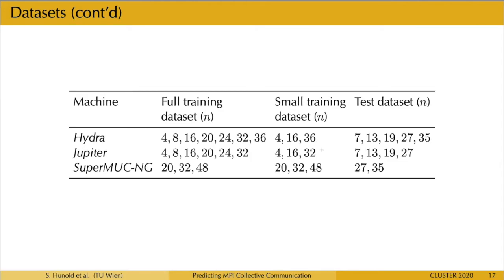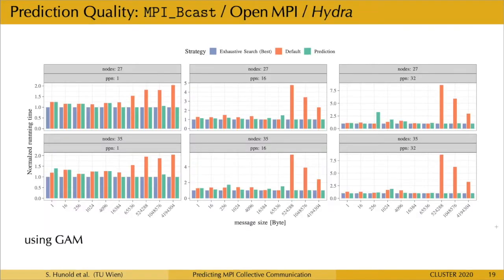We get 16, we get 30, or whatever the number of resources that we request, and we try to benchmark on as many as we have. Once we have that prediction model, does it actually help to improve the algorithm selection? And here we see the normalized running time, and normalized is always to the best case. This is the blue bar. The best case is the exhaustive search.